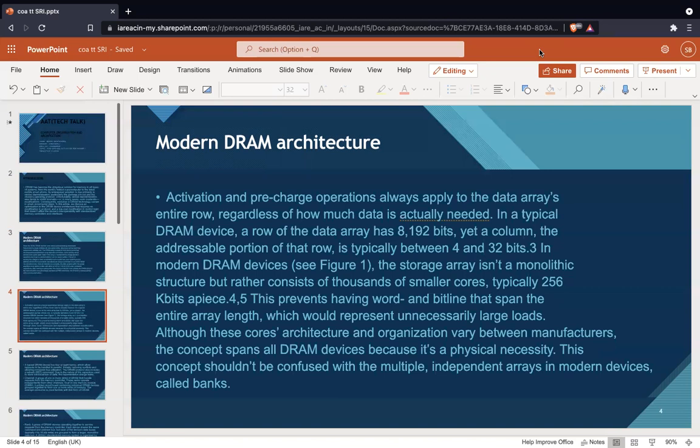In modern DRAM devices, the storage array isn't a monolithic structure, but rather consists of thousands of smaller cores, typically 256 kbits apiece. This prevents having a word line or bit line span the entire array length, which would represent unnecessarily large loads. Although these core architectures and organizations vary between manufacturers, the concept spans all DRAM devices because it's a physical necessity.